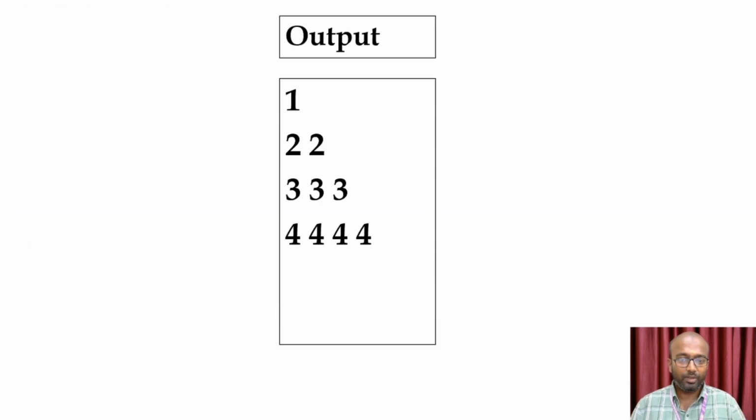So this is the output of the program: 1, 2 2, 3 3 3 and 4 4 4 4. The value of i is being printed here several times. And this is the working of nested for.